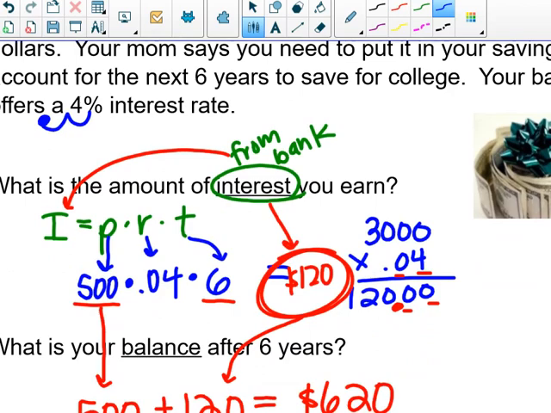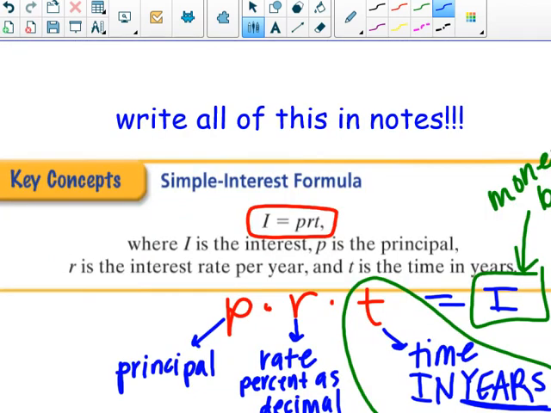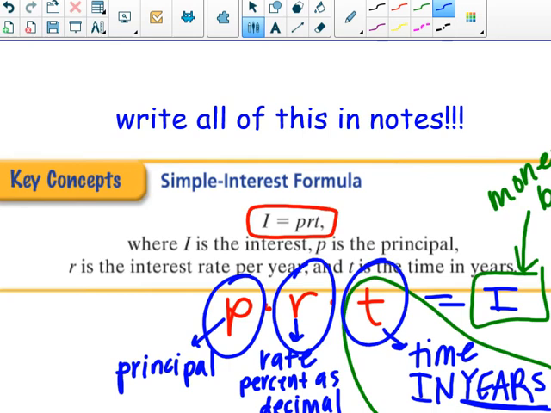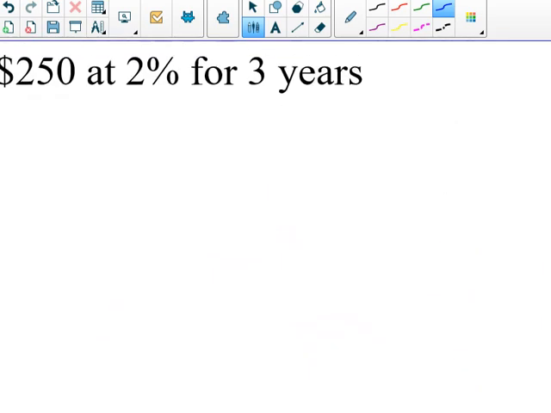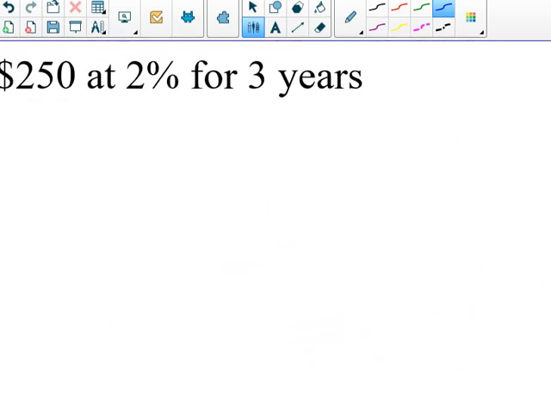$620. So it turns out if P or R or T goes down, the bank is going to pay me less money. But if P or R or T goes up, did you say you were going to make more money? Yes, you will. The third box down, you are ready to give it a try. Pause and go.